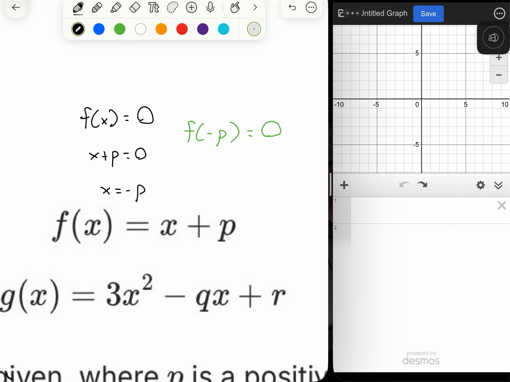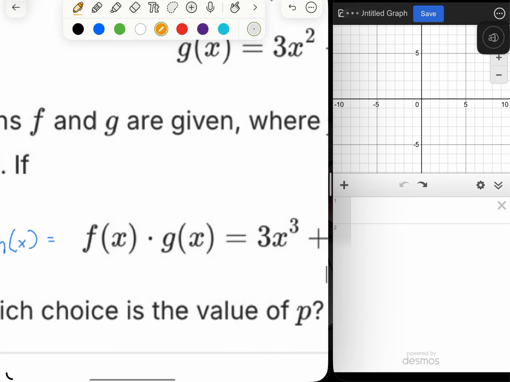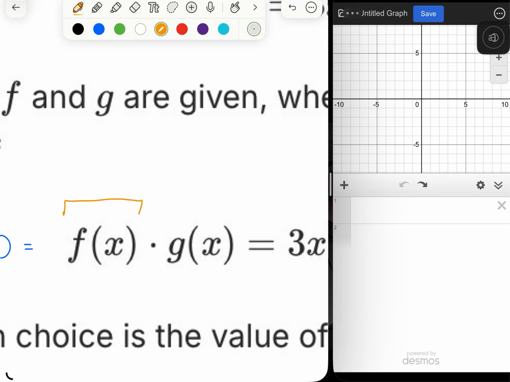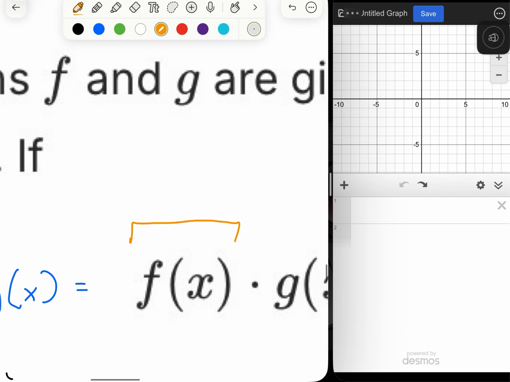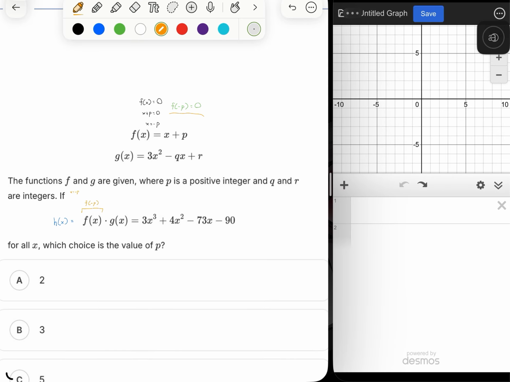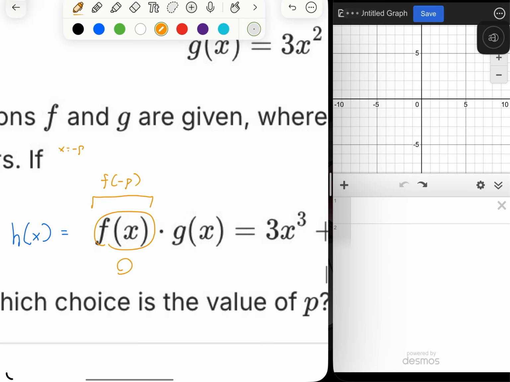So why is that important? Well, look at what we just found. We found that f of negative p gives you 0. So that means if you plug in x equals negative p here, you first get f of negative p here, and we already know from earlier that that equals 0. So this entire thing here is just 0.